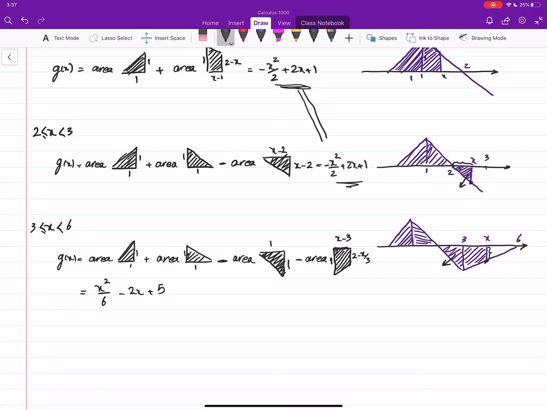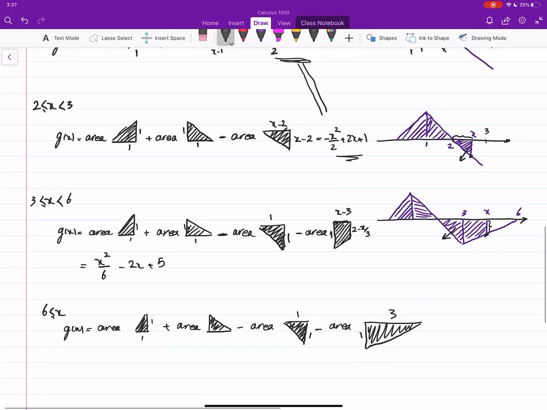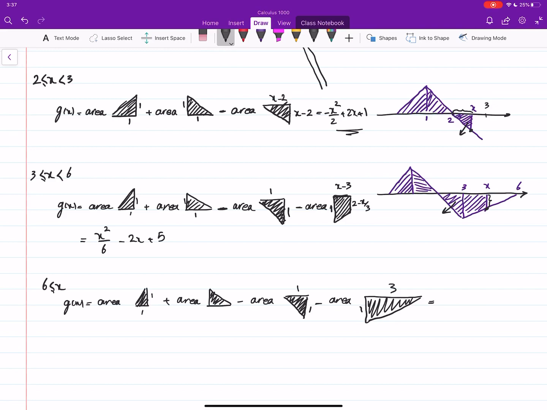And well, if x goes beyond this number 6, then g(x) is going to have 4 pieces again. g(x) is given by the area of the first triangle, then another triangle, these are the triangles above the x-axis, then minus the area of the third right triangle, this is below the x-axis, minus the area of a fourth triangle, which is this triangle of this form, 1, 1, and here will be 1 and 3. And you do all the work you need here. The number you get from this is actually -1. It will be a negative number.